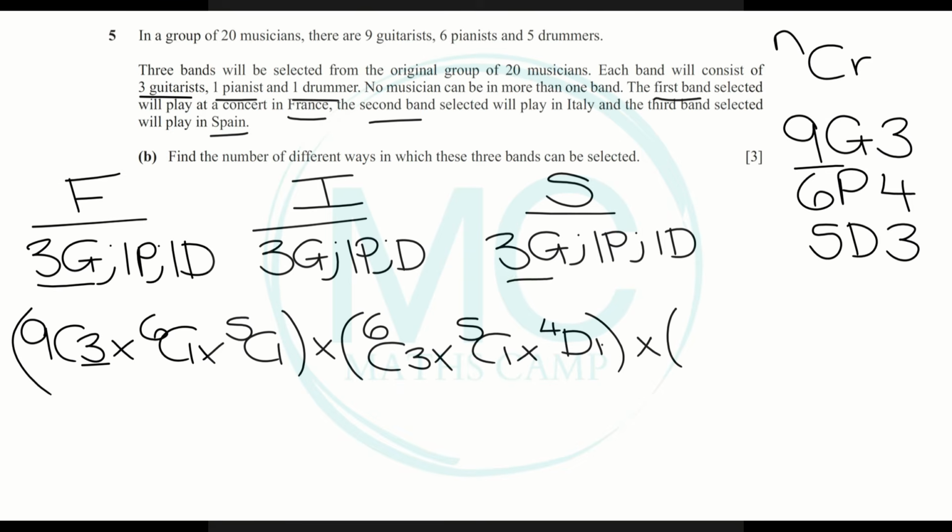These are the values we can use for our band for Spain. We need 3 guitarists out of the remaining 3, say 3C3, multiplied by 1 pianist from the 4 remaining, 4C1, and 1 drummer from the 3 remaining, 3C1. And now I can take my calculator and let's find the different selections.